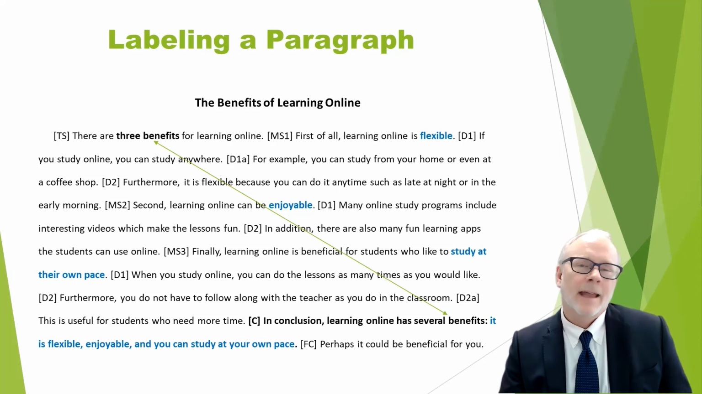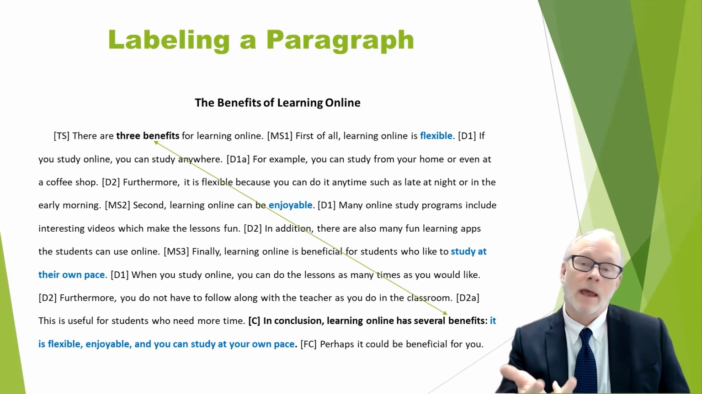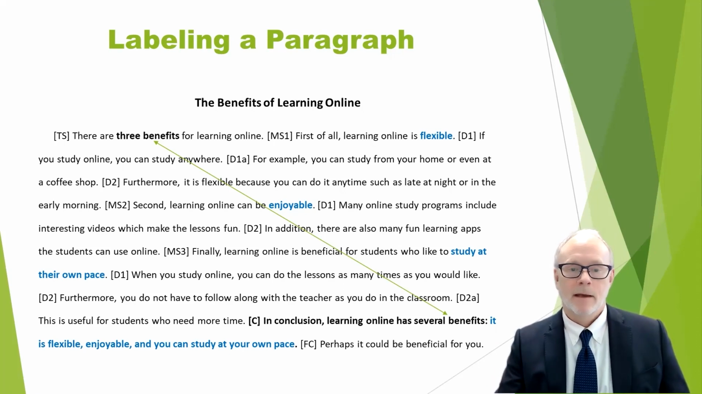Now the FC, that's just an option. Some students, some writers like to do it. It's just a final comment that you want to make about the topic. So here it says, perhaps it could be beneficial for you. Beneficial means good. So again, this is just something you could do. It's an option, you don't have to. But if you want a nice, strong conclusion, repeat the TS and MS1, MS2, MS3, if you have 3 MS. And that's it. That is what an opinion paragraph looks like with all the labels.